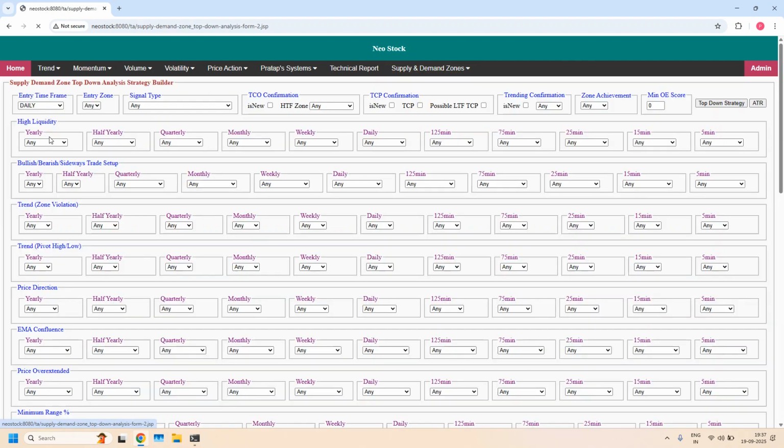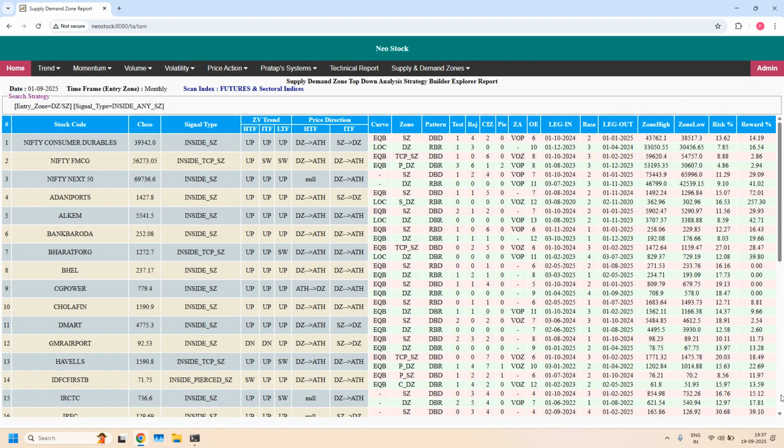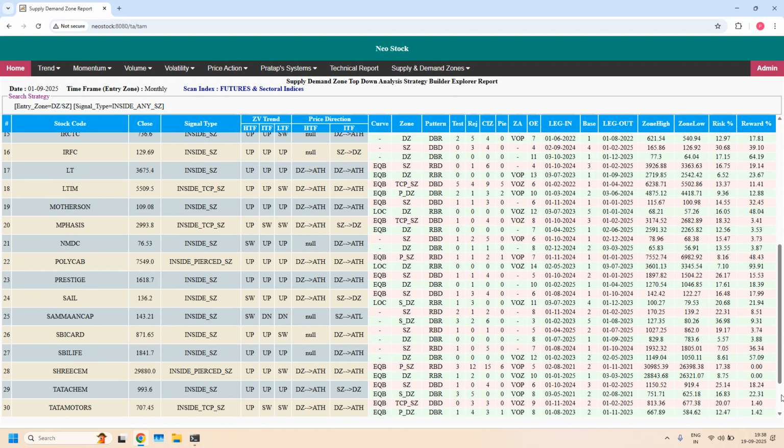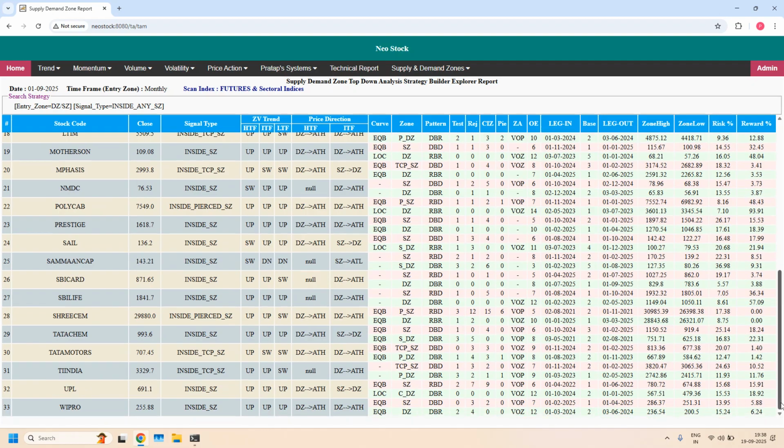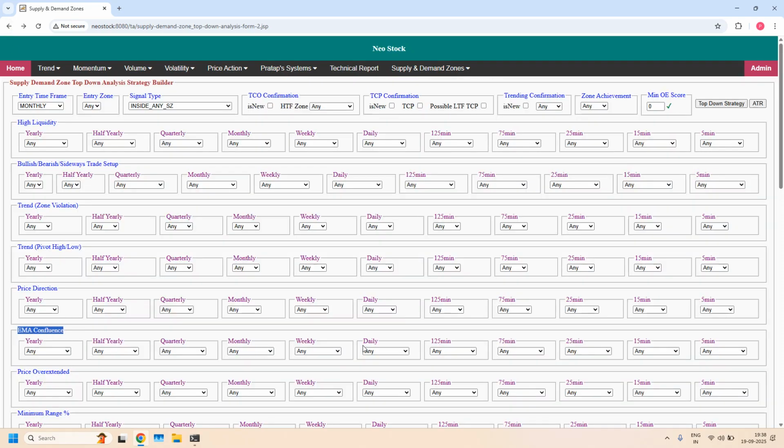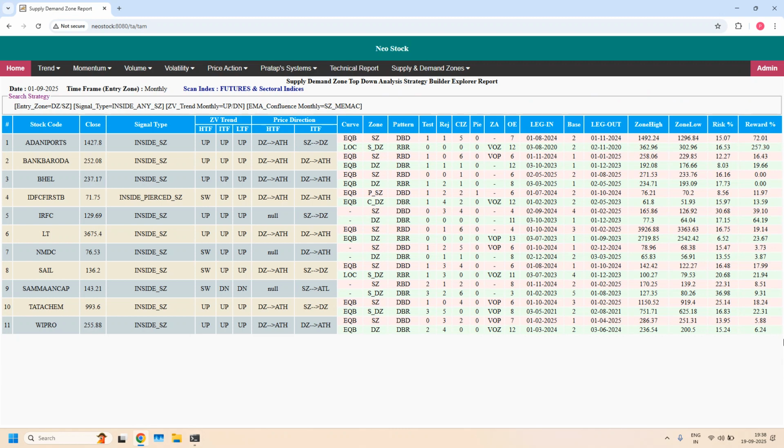Okay, next, price closed inside the monthly supply zone. First 15 stocks in the list. Scrolling the list down. Total, we got 33 stocks. We can further filter based on monthly supply zone having monthly EMA confluence, and also trend on the monthly should not be sideways. We got 11 stocks.